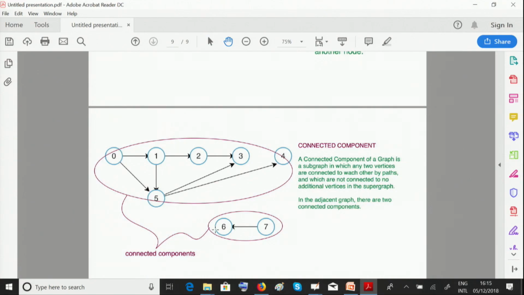Now the DFS algorithm can also be used to find these connected components, as we saw in the worked out example that we did a few minutes ago. We saw that some nodes are not reachable, so we can find the connected components of a graph using the depth first search traversal algorithm.